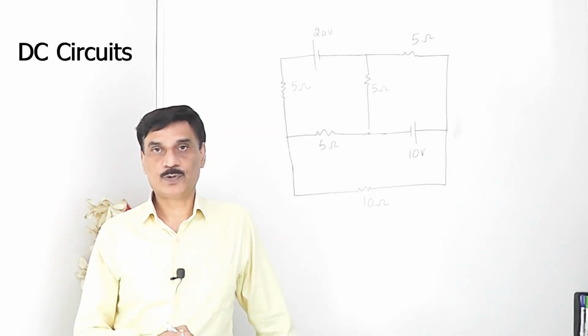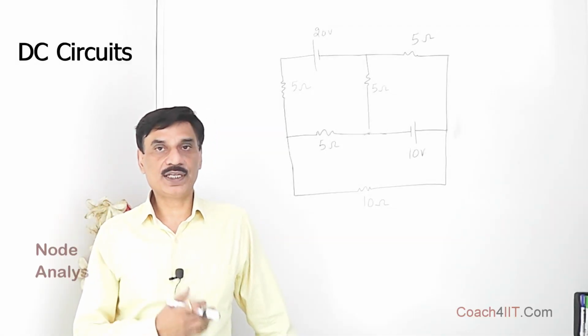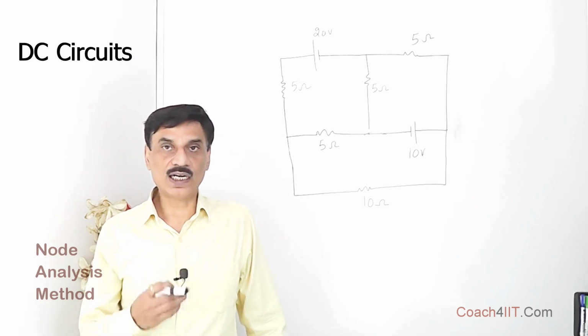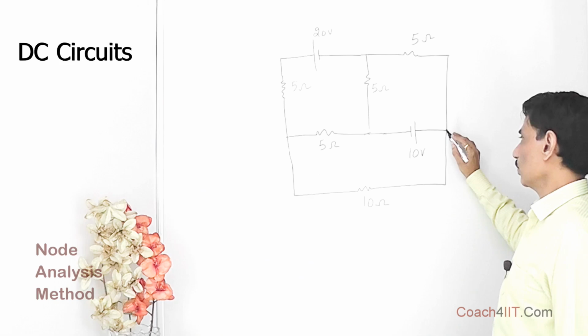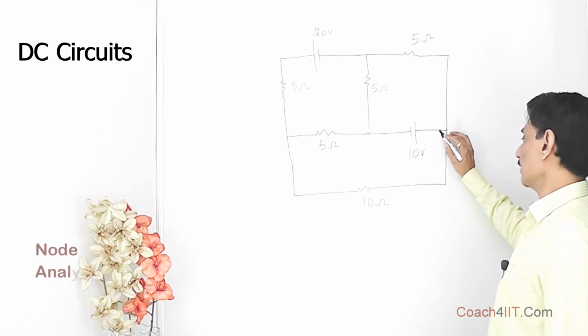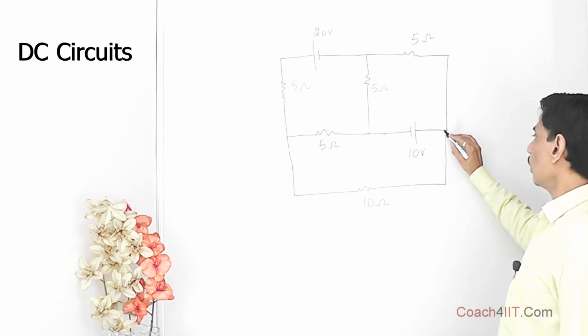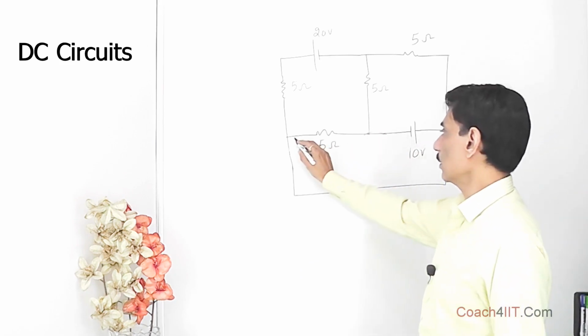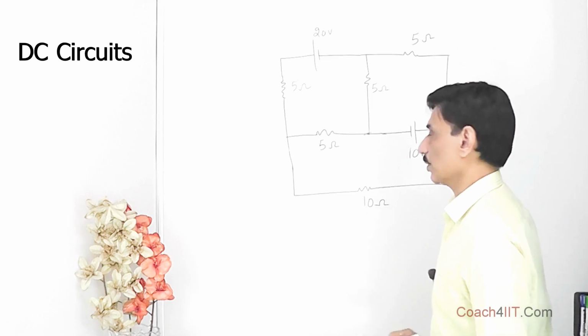Analysis method, we can find the current in the various arms of this circuit. The first step in the node analysis method is to identify the nodes we have. A node is where at least 3 wires are connecting. So 1, 2, 3, this is a node. This is a node, 1, 2, 3. This is a node. This is also a node.